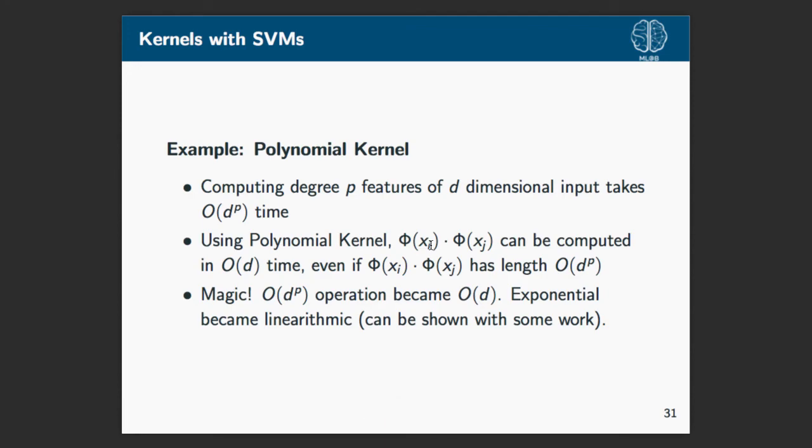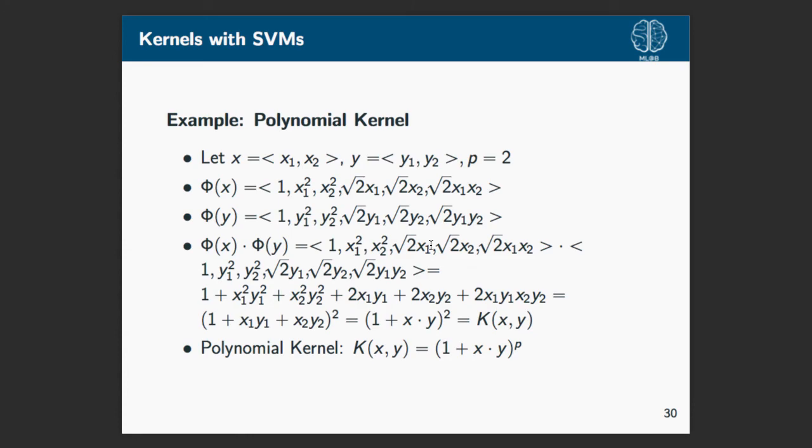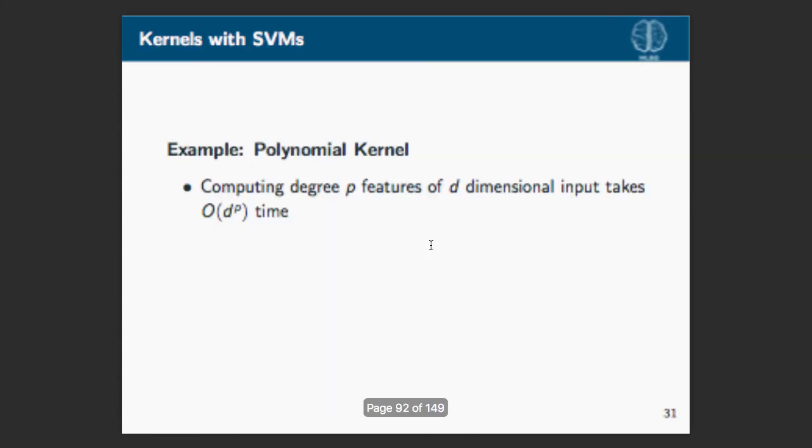So this is like magic, right? We just showed that an exponential operation becomes roughly linear, which is pretty crazy. Technically, when you're raising to the power, that takes some time proportional to p, and you can use iterated squaring to get it in log p time.